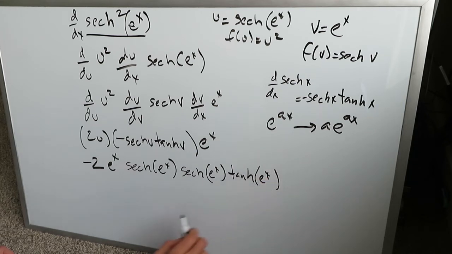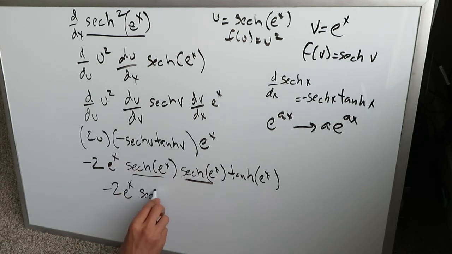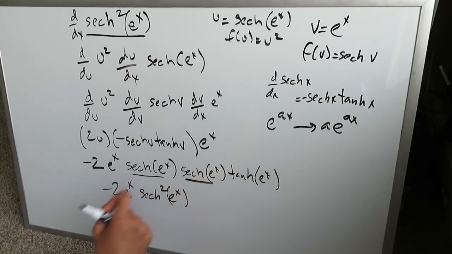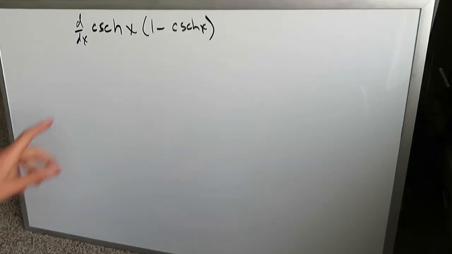Now look over here, we have a common term which can be multiplied together because they're multiplying together. Our final answer will be minus 2e to the x sech squared e to the x, because these are two similar terms multiplying. You bring the exponent times tanh e to the x, and you would be done. This right here would be your final answer. A good answer.